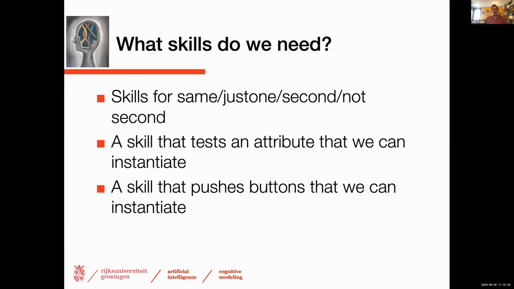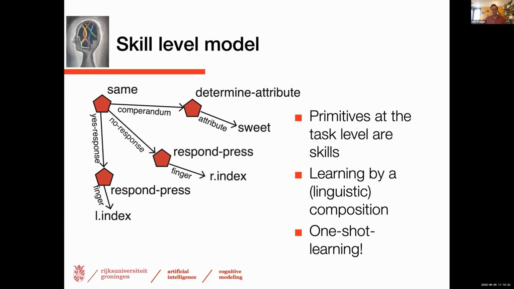So an instruction for same, sweet, right index or left index might look something like this, where we say, oh, we have the same skill. And we need to know what we need to compare in the same skill. In this case, that's the same. We have to do that by determining attribute sweet, which is a separate skill that we instantiate with sweet. Then we need to tell it what to do in case of a yes response and what to do in case of a no response. And in this case, it's pushing buttons.